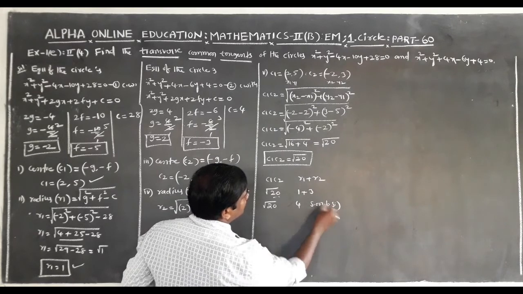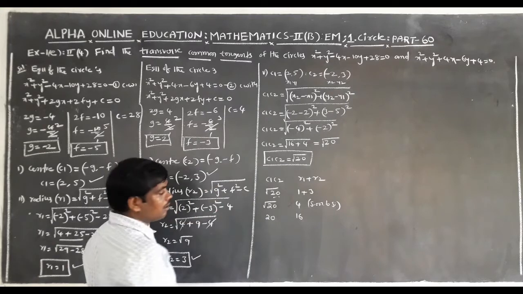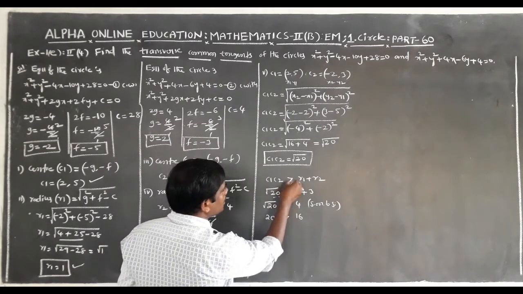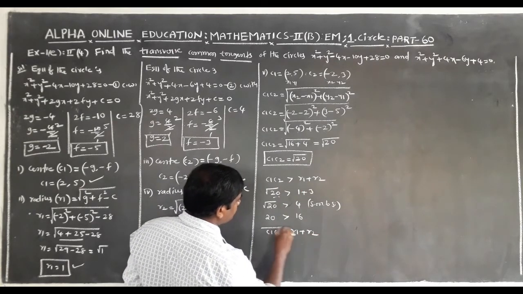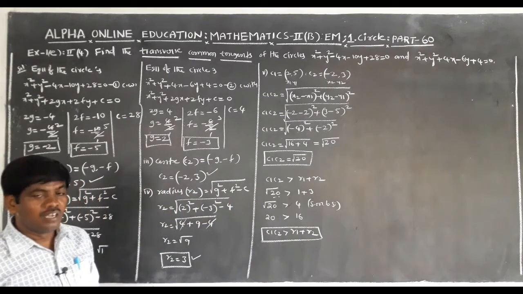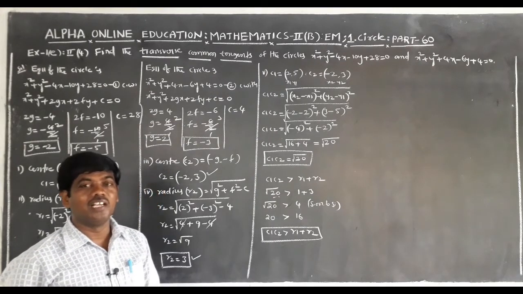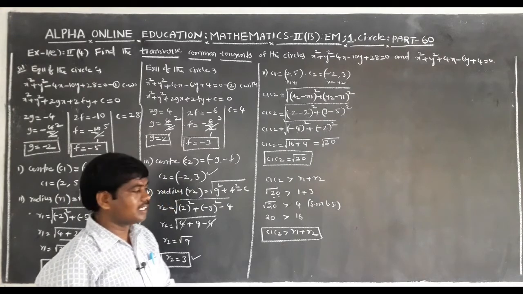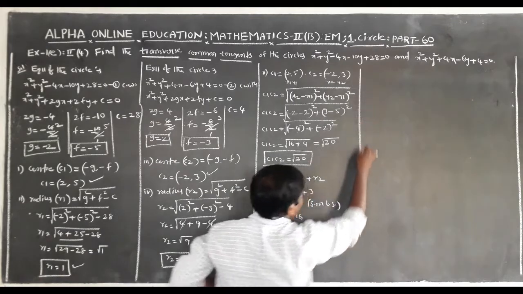Squaring on both sides, 20 versus 4 squared, which means 16. Clearly 20 is greater than 16. So here C1C2 is greater than R1 plus R2. Here the two circles do not touch or intersect. One circle is completely away from the other circle.